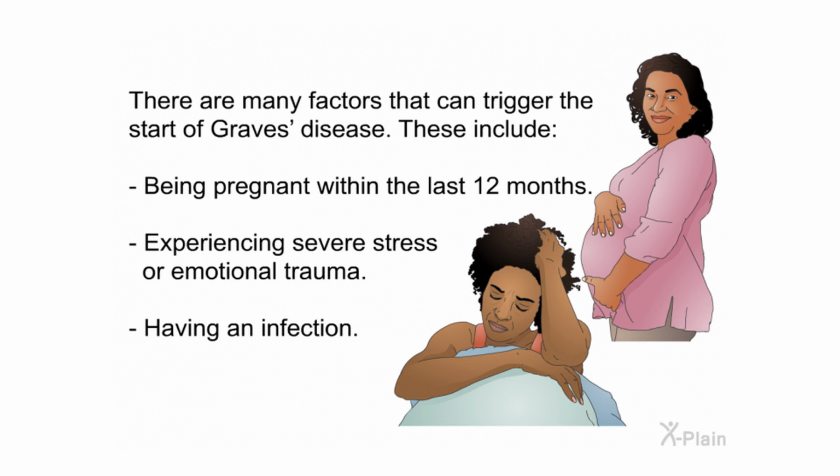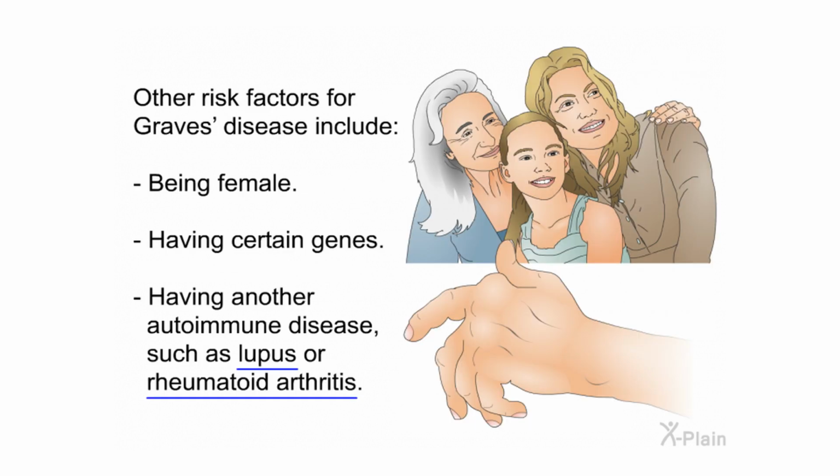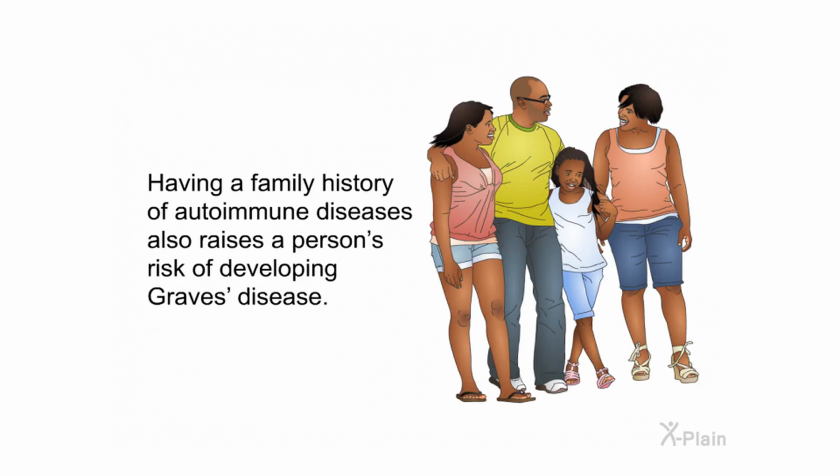There are many factors that can trigger the start of Graves' disease. These include being pregnant within the last 12 months, experiencing severe stress or emotional trauma, or having an infection. Other risk factors for Graves' disease include being female, having certain genes, and having another autoimmune disease such as lupus or rheumatoid arthritis. Having a family history of autoimmune diseases also raises a person's risk of developing Graves' disease.